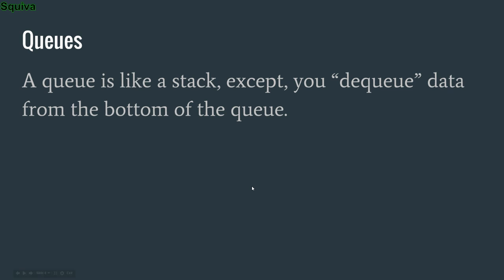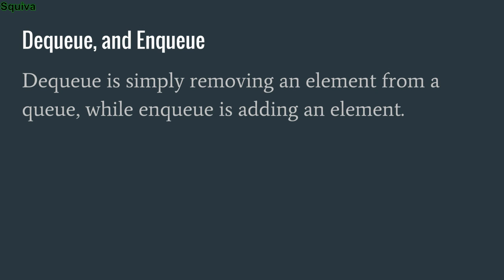Queues. A queue is like a stack, except you dequeue data from the bottom of the queue. It's pretty much a stack of pancakes, but instead of taking a pancake from the top, you take a pancake from the bottom. So, dequeue and enqueue. Dequeue is simply removing an element from the queue, while enqueue is adding an element.